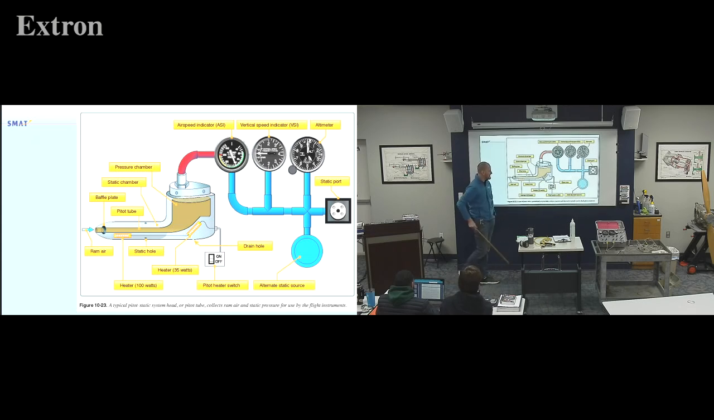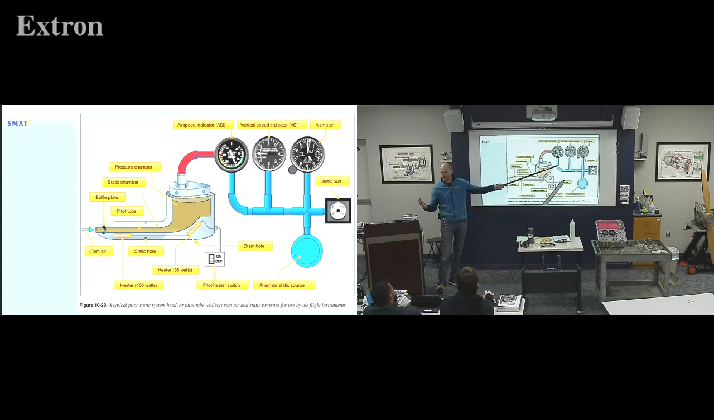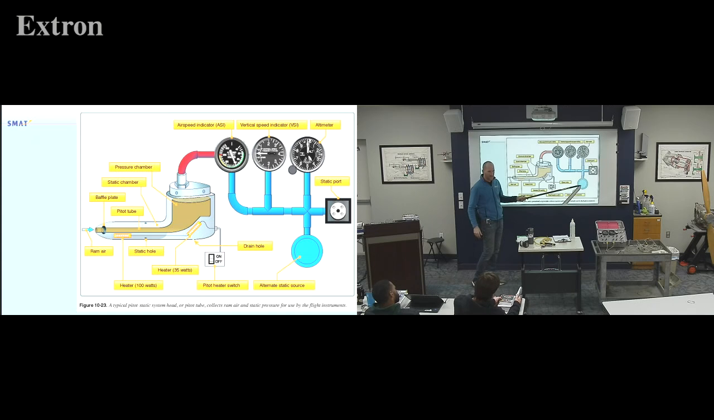This says alternate static source. Let's say you're flying in icing conditions and your static source gets iced over. Well, that would not be good because now my instruments can't read what they're supposed to read. So often inside the cockpit, there's a little valve or switch of some sort so that you can actually open our static line to the cockpit.